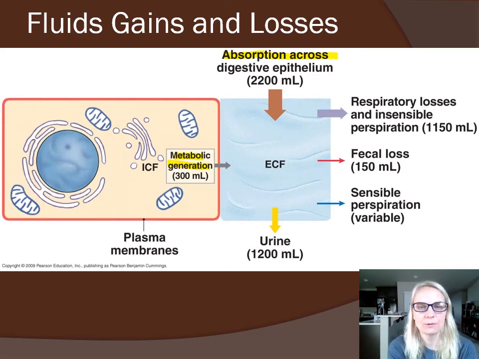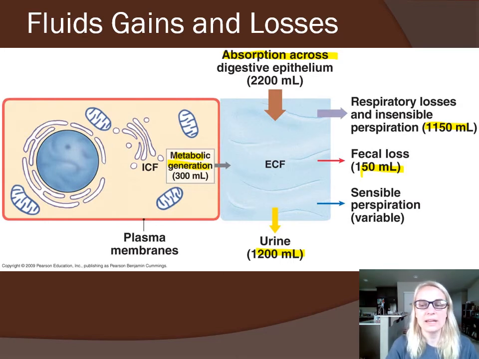And then if we have equilibrium, we should see our losses are going to be about the same. Sensible perspiration is variable. If you're not sweating very much, you're not going to lose as much water that way. But if you are sweating a lot, you'll lose more water, which means you're going to have to balance that out by taking in more water across the digestive epithelium.